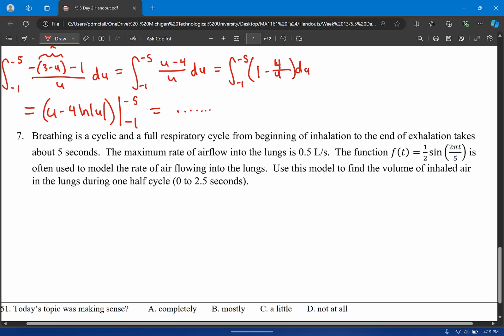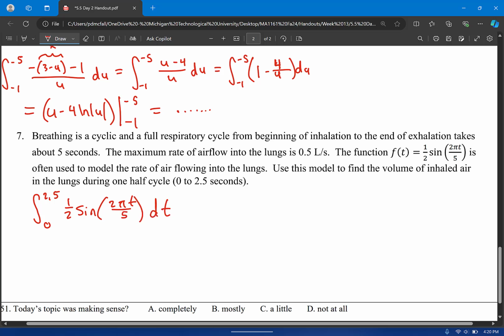So use this model to find the volume of inhaled air in the lungs during 1/2 cycle. So just when you're breathing in, how much air has flowed in. If you did a full cycle, it'd be a net air of 0 because you inhaled and exhaled. So that would be the area under this from 0 to 5, which you'd find to be 0. The positive area will exactly cancel with the negative area. But we're just looking at the inhale, so from 0 to 2.5. So the integral from 0 to 2.5 of 1/2 sine of 2 pi t divided by 5 dt.